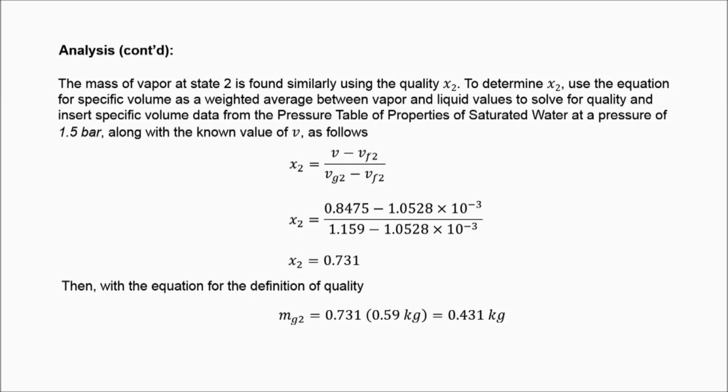Then with the equation for the definition of quality, we can obtain the following. mg2 is equal to 0.731 times 0.59 kilogram, giving us a value of 0.431 kilogram. This is the second answer we were seeking for part B, namely the mass of vapor at state 2.